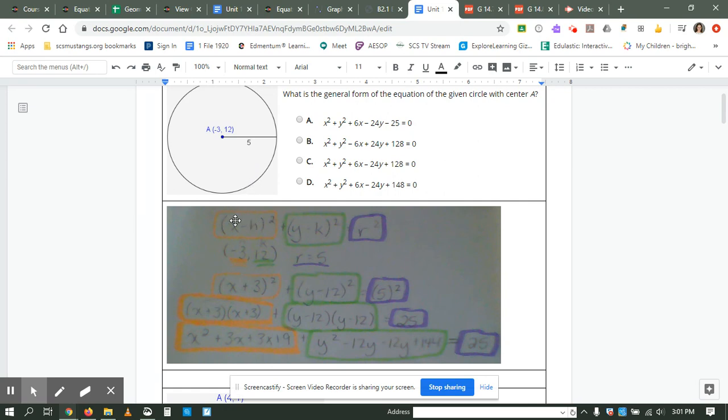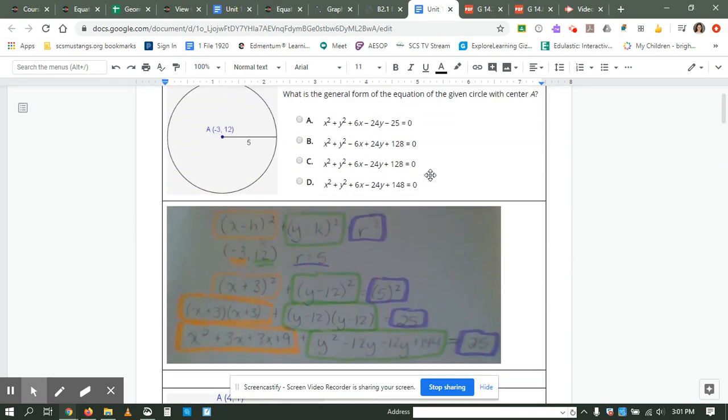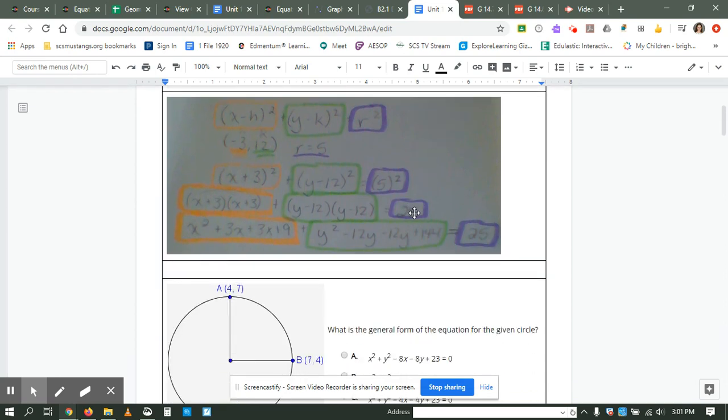So I took the x minus h squared plus y minus k squared is equal to r squared. I took my center and my radius and plugged those into the places that they belong. And then I knew I needed to go to general form. So to get from standard to general form, you just start multiplying everything out. X plus 3 squared means x plus 3 times x plus 3. And then y minus 12 squared means y minus 12 times y minus 12. And then you've got to square that 5 as well to give me the 25.